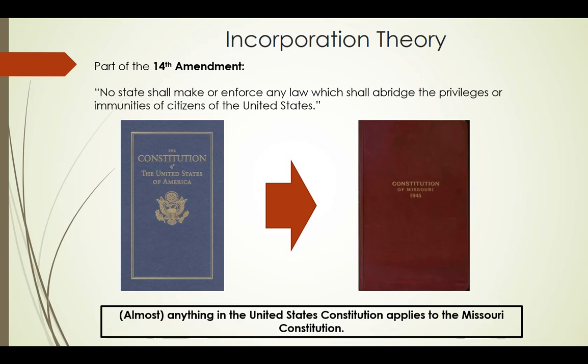Now, once again, we didn't know at the time when we wrote the Missouri Constitution in 1820 that this was the case. It was implied in some places that the Constitution applied to state constitutions, but it was not yet known until the 14th Amendment made it explicit. So that is the reason why so much of the United States Constitution, so much of the Missouri Constitution seems redundant.